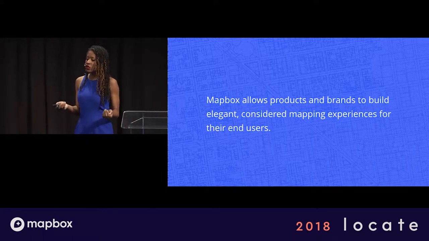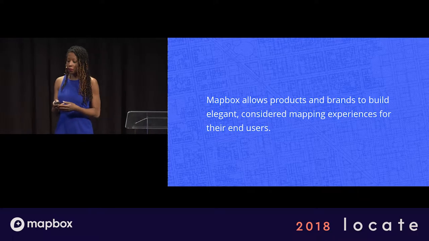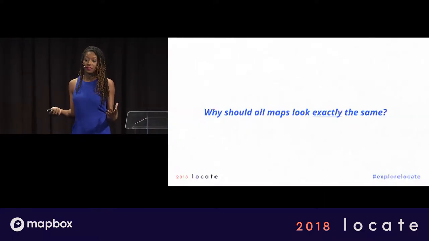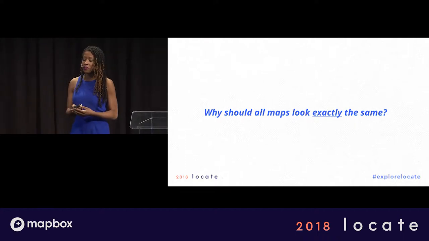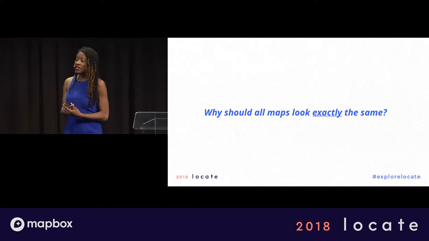So since there are so many unique experiences and use cases that we have for maps, my question is, why should all maps look exactly the same? So obviously, data consistency is important. You know, you want to have consistent data across all applications. But the detail and the design, the context, that's very important.